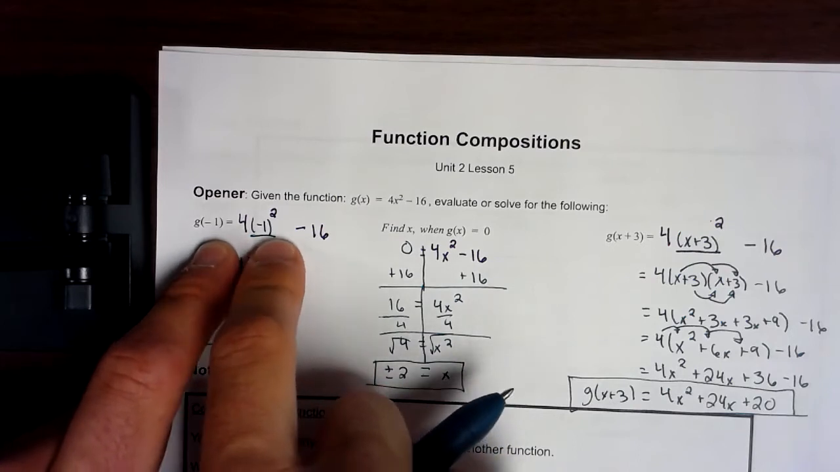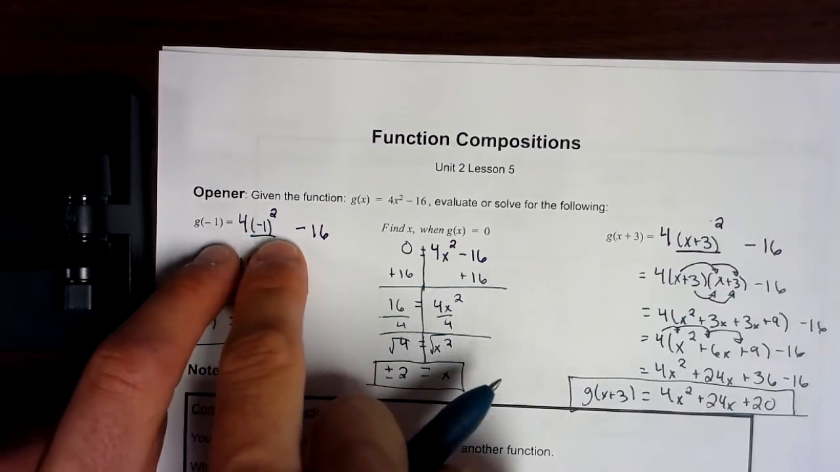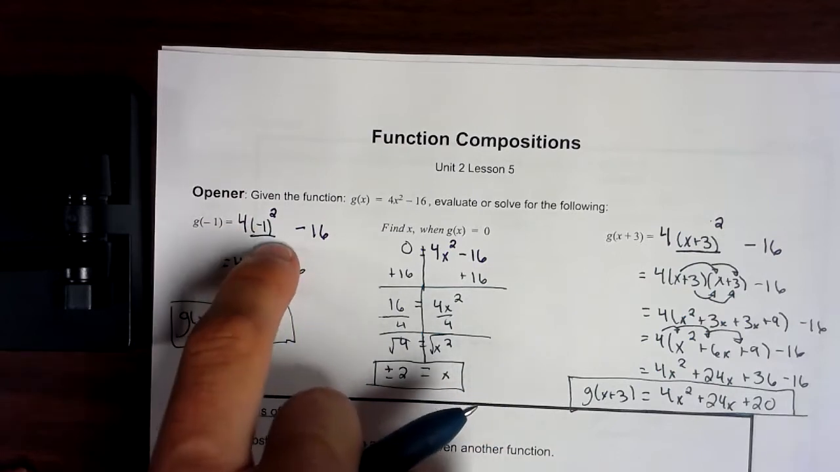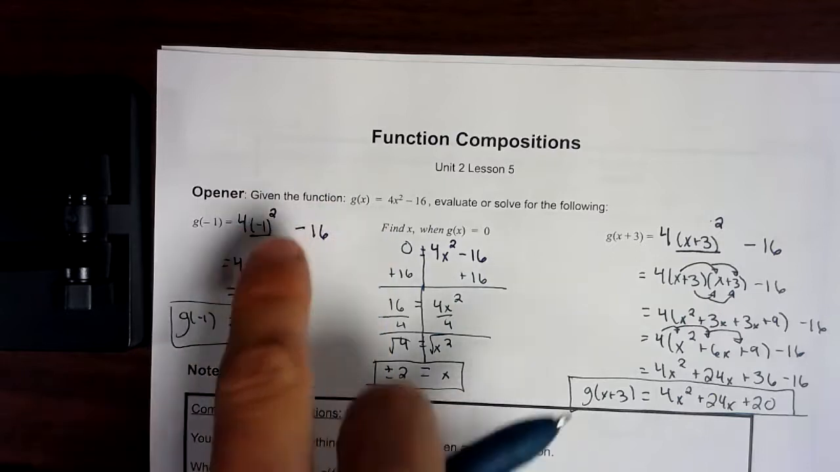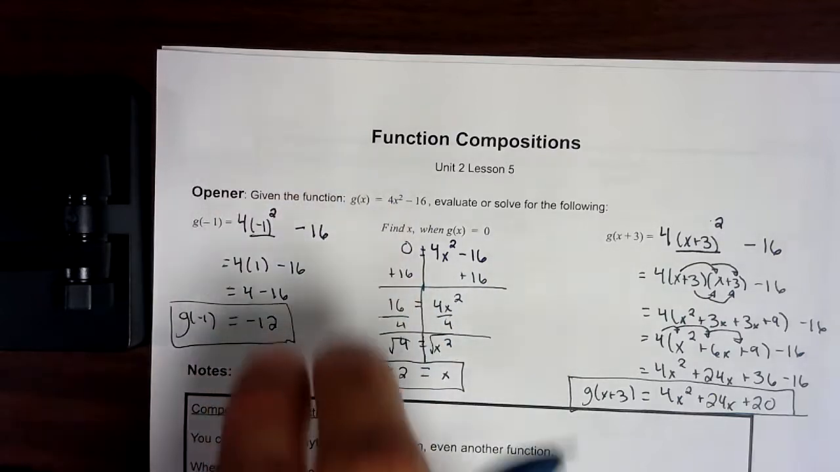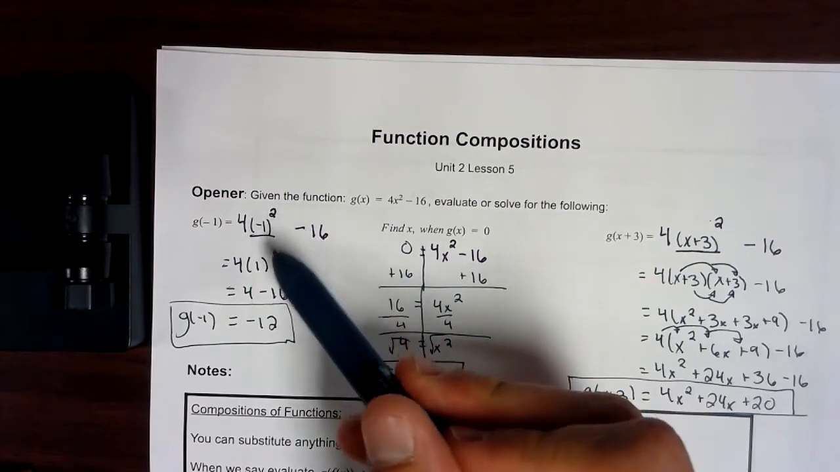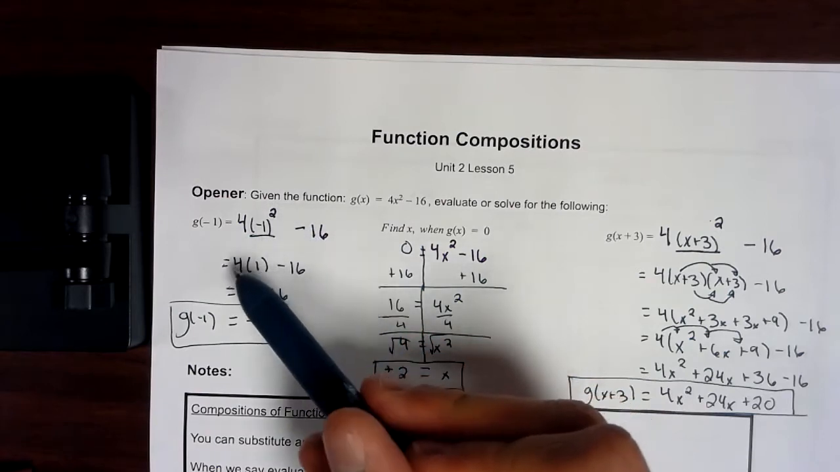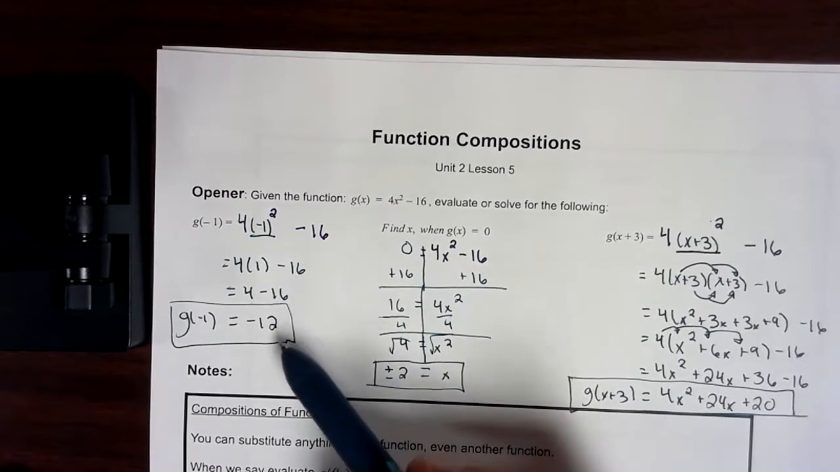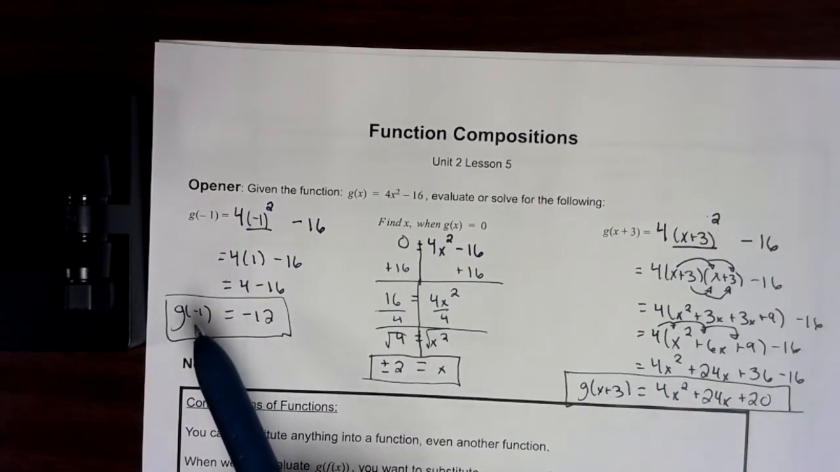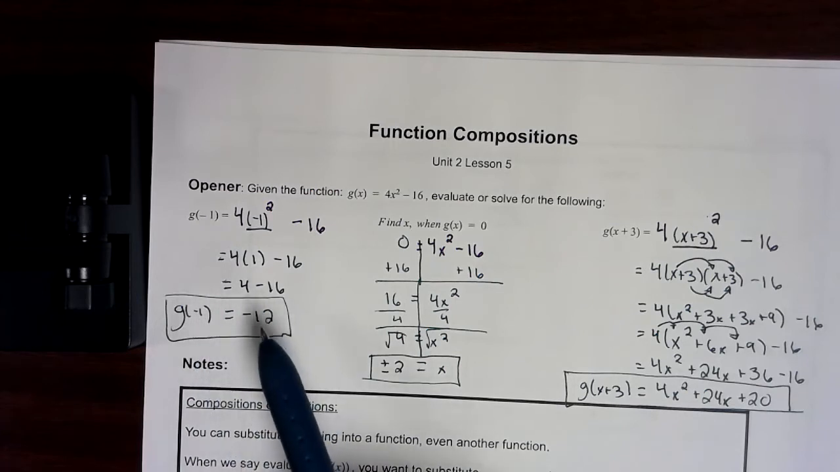And you'll notice the parentheses there. That's really important because it helps us keep track of the order of operations. So once I have -1 in for x, all we're doing is working on this right side, simplifying it down by using our order of operations. So squaring -1, -1 times -1 is +1, and then times 4 is 4. 4 minus 16 gets us to -12. So what this means is that when x is -1, the y value or the output is -12.